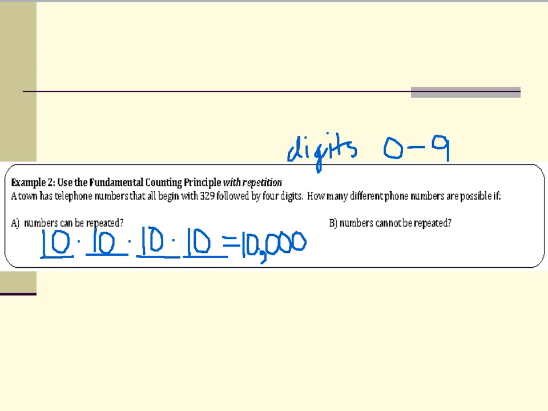Now let's talk about B, where numbers cannot be repeated. I'm still going to have to make 4 choices, so I'm still going to draw my 4 blanks. For my first choice, I have 10 options. Since I've used 1, for my second choice, I only have 9 options. I then have 8 for my third choice and 7 for my fourth. If you multiply those together, you get 5,040. So it makes a difference whether or not you can repeat numbers. Let's flip this over and look at the other side of your frame.